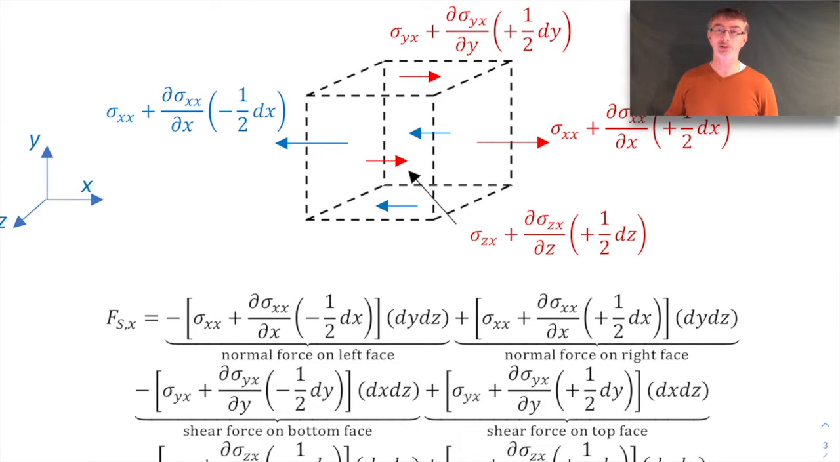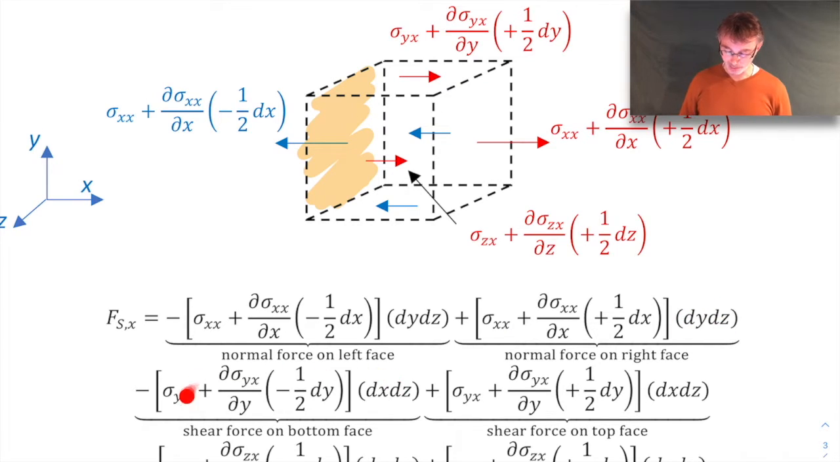And to get from a stress to a force, you just multiply by the area over which that stress acts. So, for example, the normal force on the left face would be the stress on the left face, that's this one, multiplied by the area of that face. That area is just this area, which would be a dy times a dz. That's right here. And then here's the normal stress on the right face, right there. So there's that normal stress multiplied by its area.